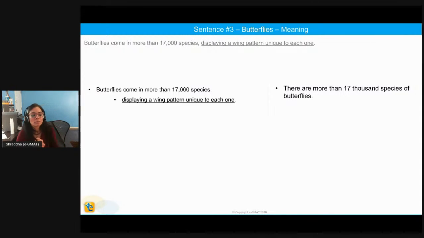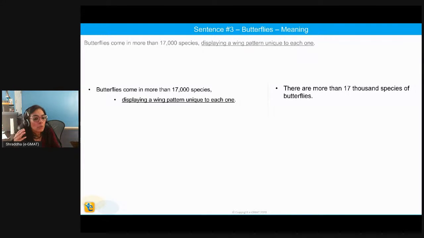So when we have a comma plus verb-ing modifier, it has three functions. It presents the logical description of the clause. It presents the how aspect. It presents the result. Now, does it make sense to say that this comma plus verb-ing modifier is presenting the how aspect? Most definitely not. It's not that butterflies come in 1700 species by displaying a wing pattern unique to each one. Now, another thing to understand here is that it is not that every single butterfly displays a unique pattern, right? From the context, we understand that every species has a unique wing design.